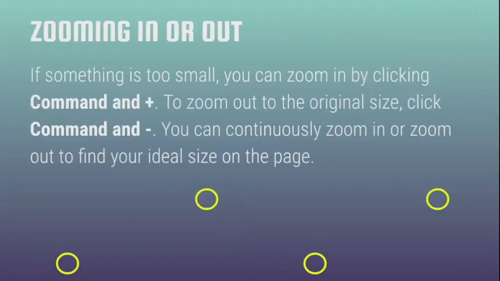Zooming in or out. If something is too small, you can zoom in by clicking Command and plus. To zoom out to the original size, click Command and minus. You can continuously zoom in or out to find your ideal size on the page.